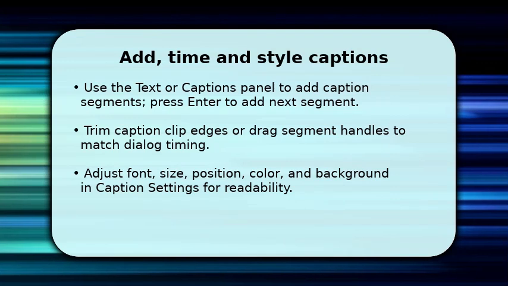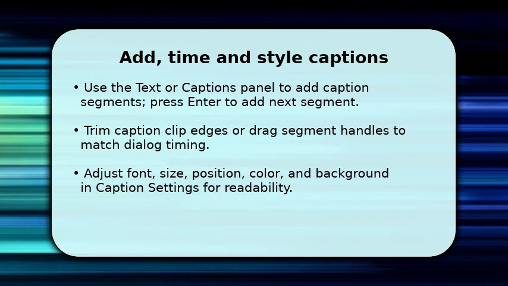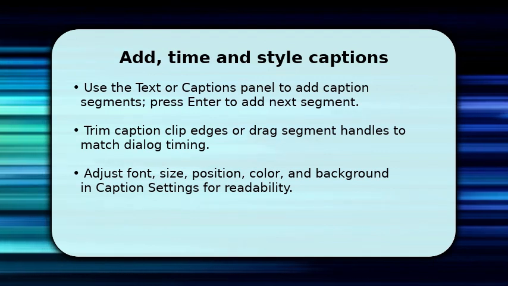Now add your subtitle text directly into the captions or text panel and create segments for each line of dialogue. Place the playhead where speech starts, add a caption, type the text, then move the playhead and create the next one. Make precise timing adjustments by trimming caption clip edges or dragging segment handles on the timeline.